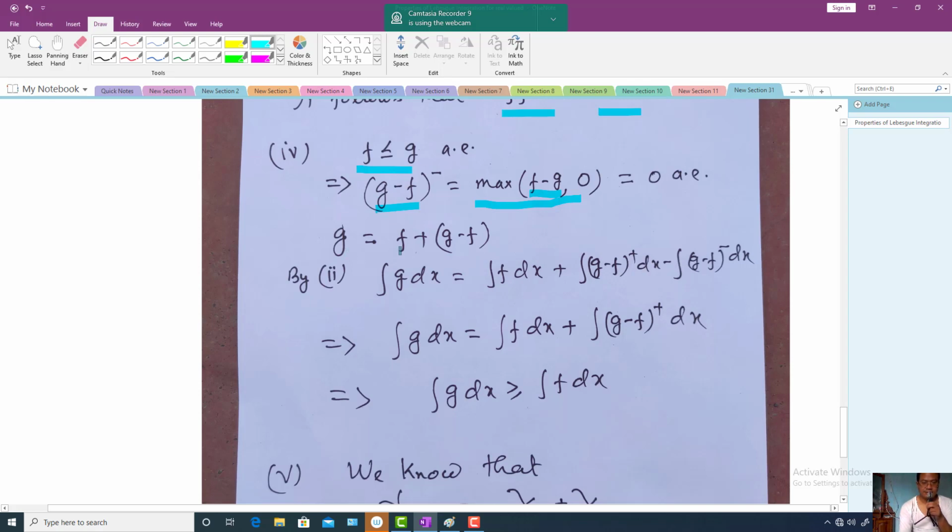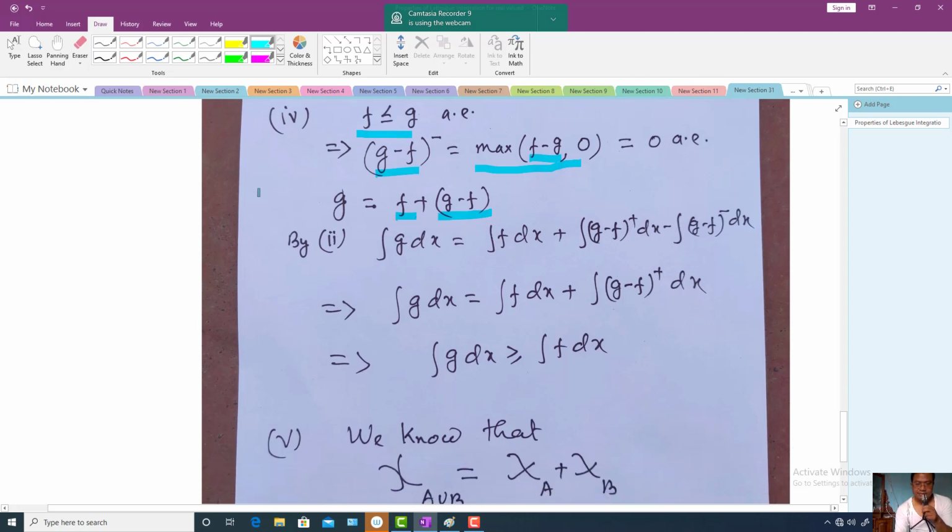All right, but you can write g in this form: g is equal to f plus g minus f. So by Roman number 2, you are having two functions and their sum. The function f is integrable, the function g minus f is also integrable, then their integration is the sum of the integrals. So integration g dx is equal to integration of f dx plus the integration of this one, which is integration of the positive part minus integration of the negative part.